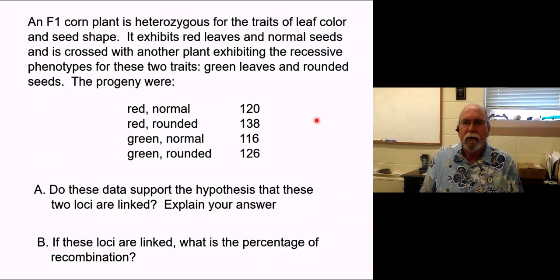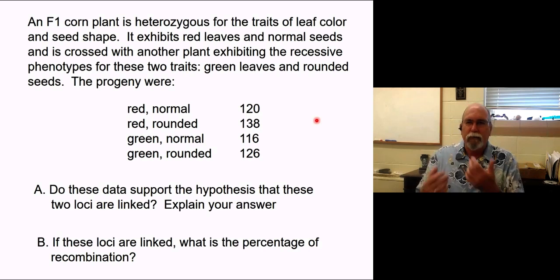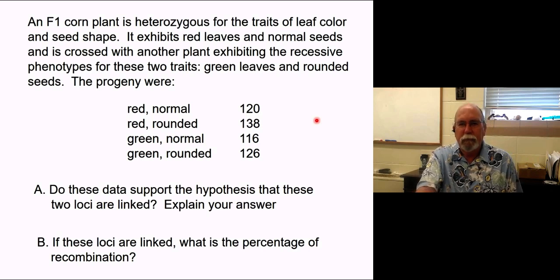All right. Okay, so let's try another one. So in this case, you've got some plants that are produced, and they're heterozygous for leaf color, and exhibit red leaves and normal seeds, and cross another plant exhibiting the complete recessive. So once again, we're in a simple dominant recessive system. Again, in laboratories and other problems, you may have to deal with codominance and other things, but right now we're just trying to get the basics down, so we're going to look at it from a simple thing. All right, here's the progeny.